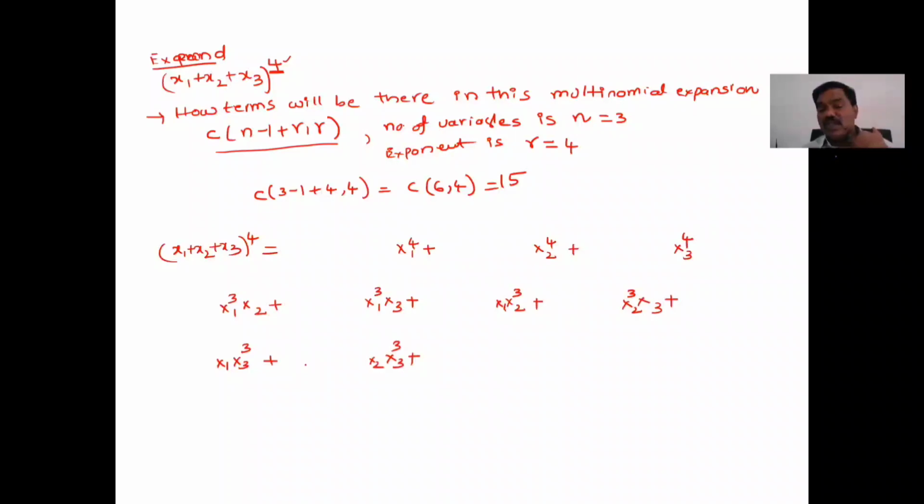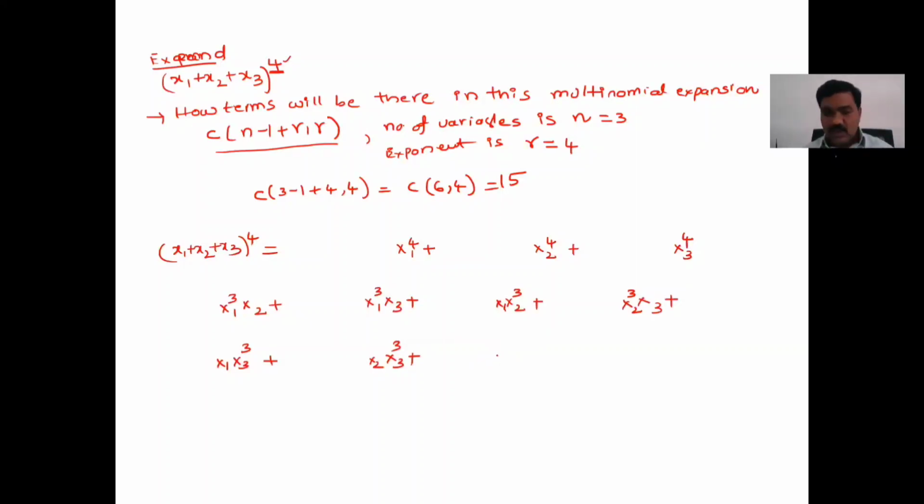Then what are the other possibilities? Can anyone tell me? What are other possibilities? Sir, x1 square, x2, x3. Yeah, one is of course one square term and two single terms. What are other possibilities? Two square terms. Yeah, two square terms, right? Of course, you can tell any other. So let me list out two square terms first.